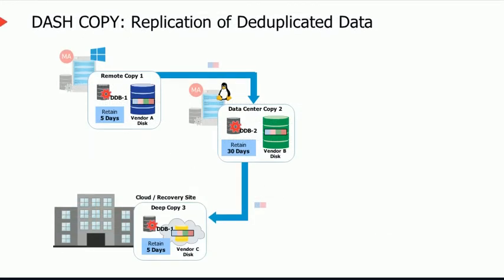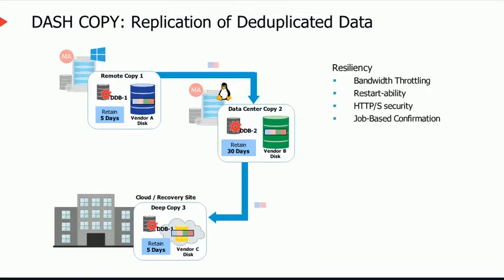To expand our discussion of DASH Copy, some other items of note are as follows. DASH Copy furthers the resiliency of environments, providing capabilities such as bandwidth throttling, HTTPS security, and job-based confirmation. Also important to note is the fact that if a network line becomes unavailable during the course of a DASH Copy operation, the job will be resumed at the point where it left off as opposed to having to start the entire DASH Copy operation over.